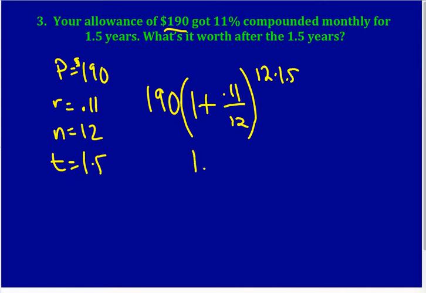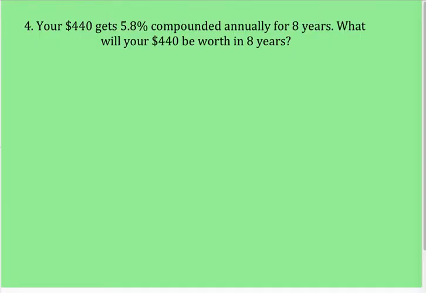This gets a really big long decimal, 1.00917, raised to 12 times 1.5, which is going to be 18, times your initial starting amount, 190. So after a year and a half, your 190 bucks turned into 223.916. So approximately $223.92.